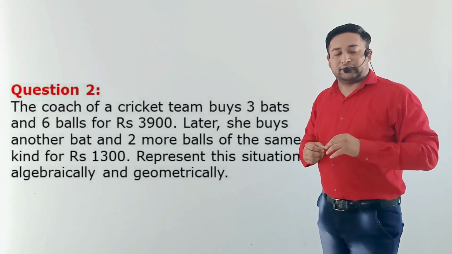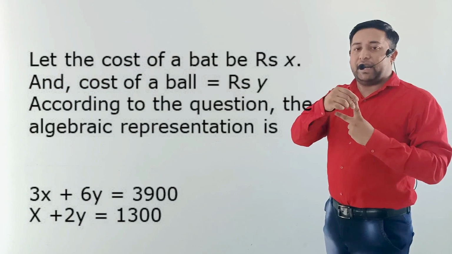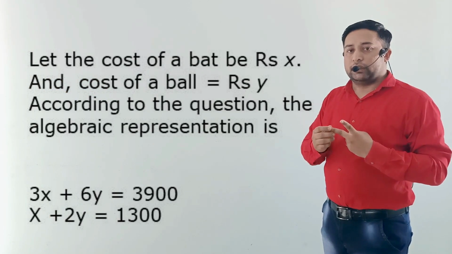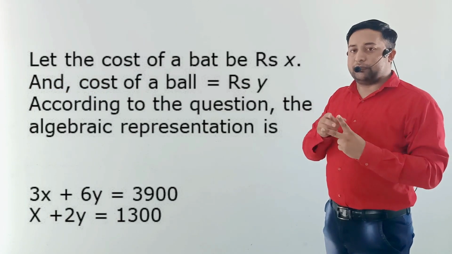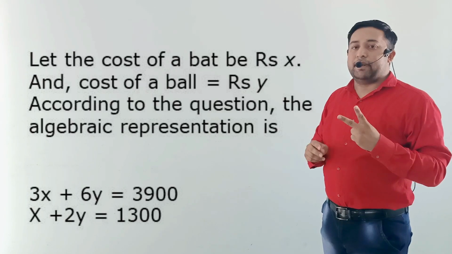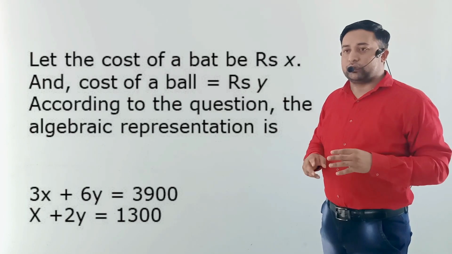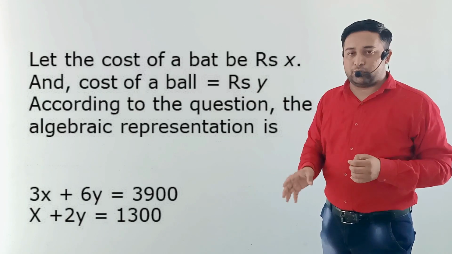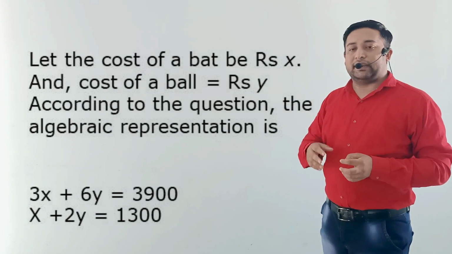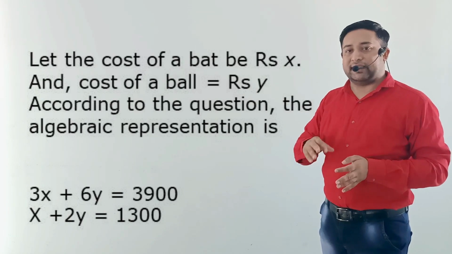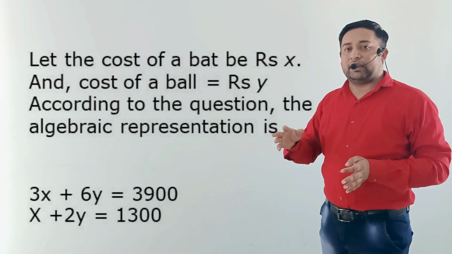Here, first thing, two things are given: a bat and a ball. So they are our two variables, a bat and a ball. So we take the value that the cost of a bat is x rupees and the cost of a ball is y rupees.